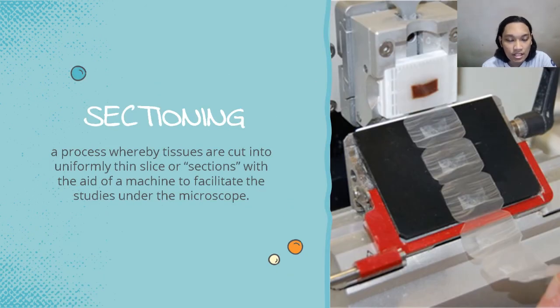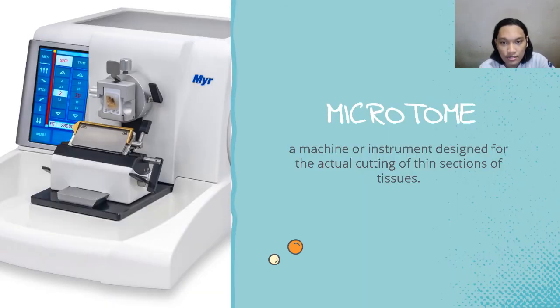So what is sectioning? Sectioning is a process whereby tissues are cut into uniformly thin slices or sections with the aid of a machine to facilitate the studies under the microscope. The machine that we're talking about is called the microtome. The microtome is a machine or an instrument designed for the actual cutting of thin sections of tissues.